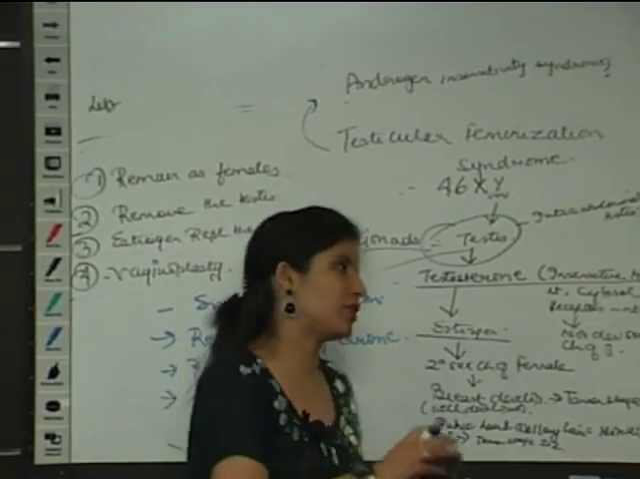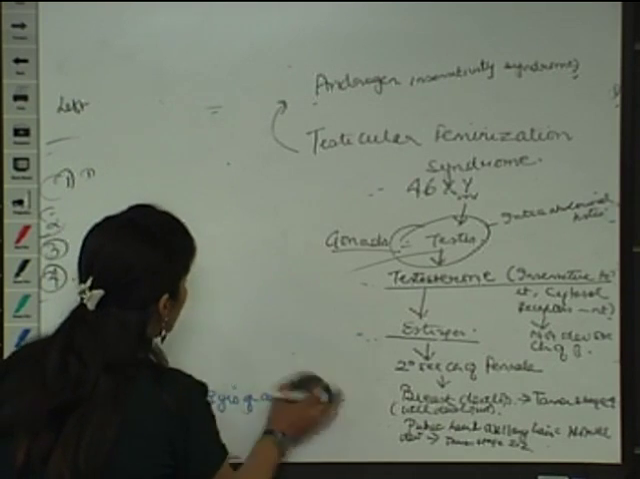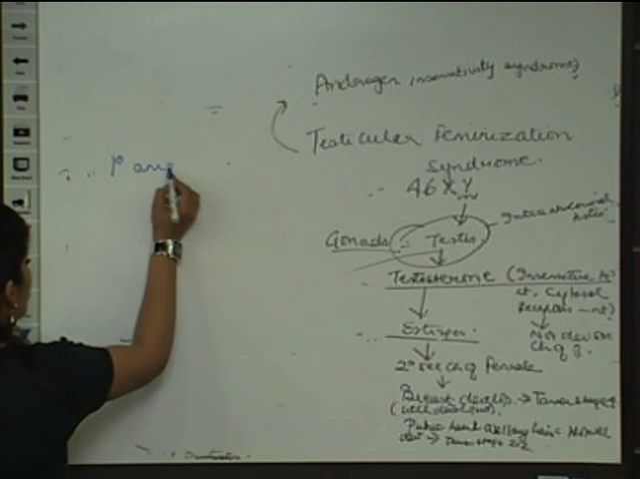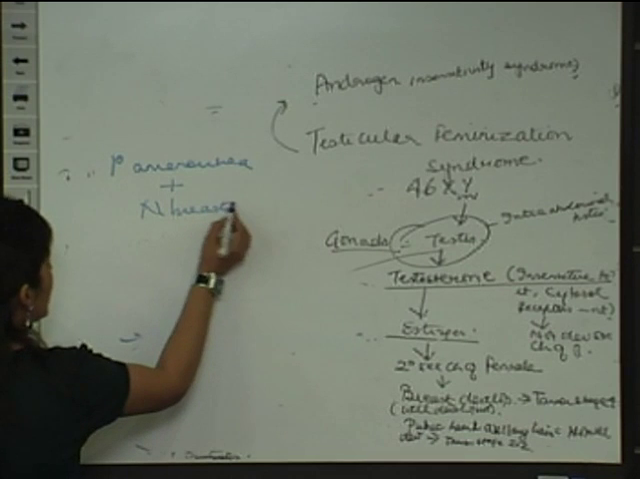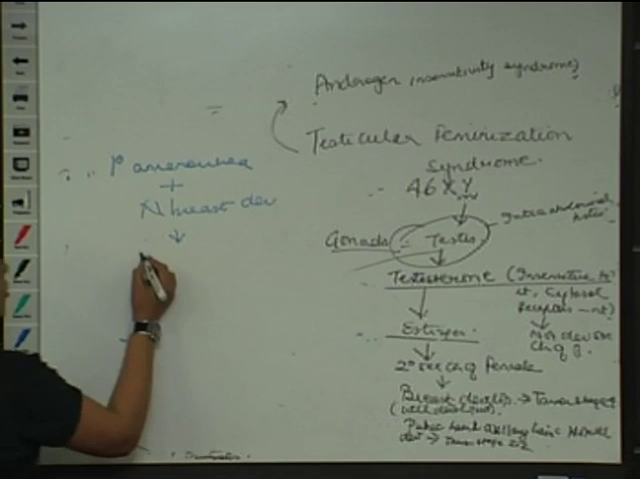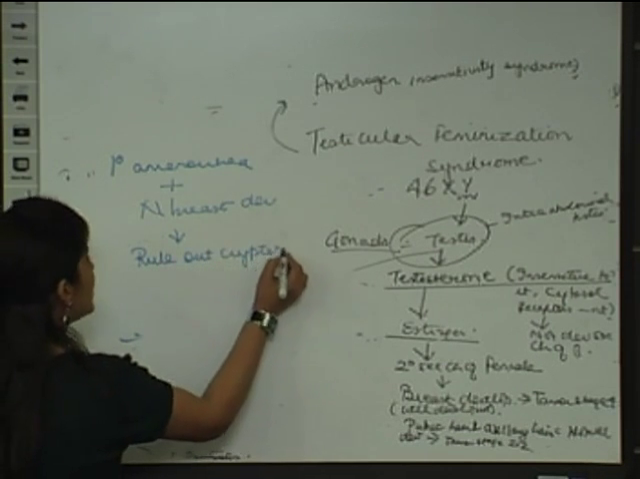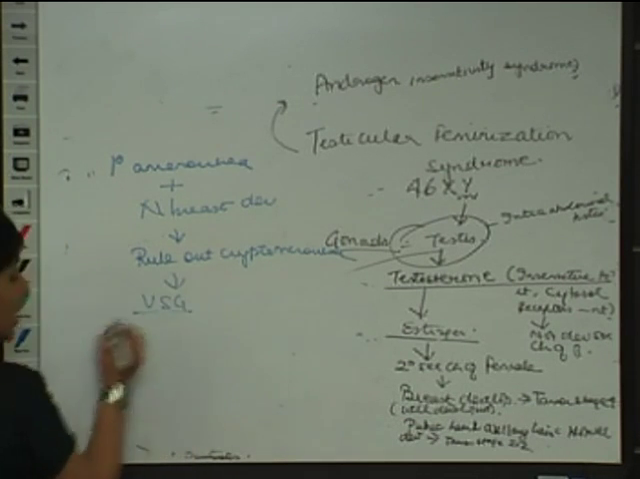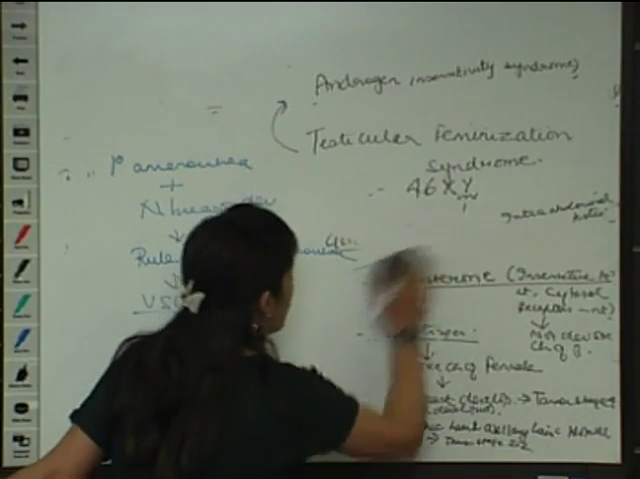Whenever a patient with primary amenorrhea who has normal breast development comes to you, first of all you should rule out cryptomenorrhea. Once cryptomenorrhea is ruled out, then you should get an ultrasound done. In ultrasound, you should see whether the uterus is present or absent.